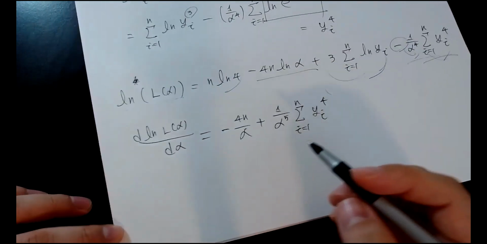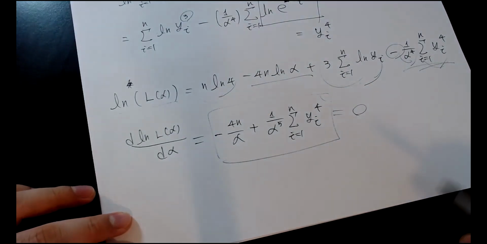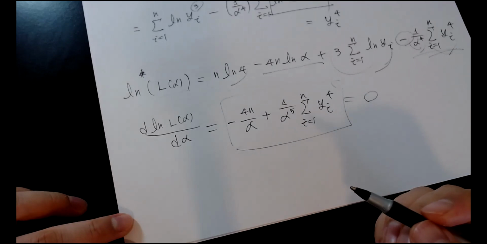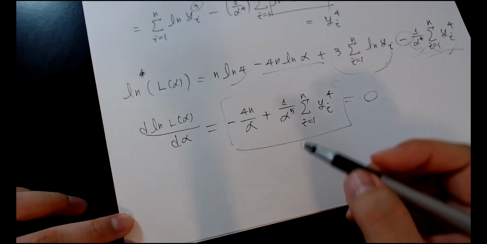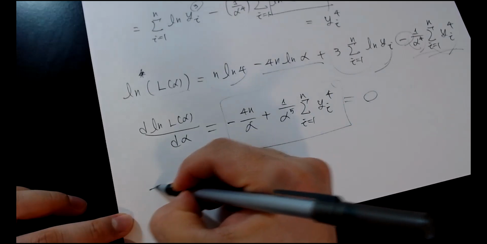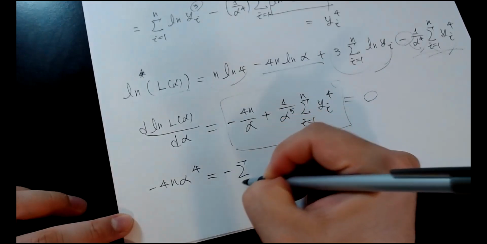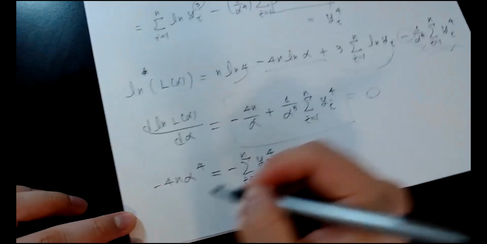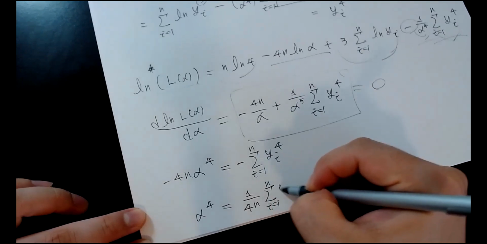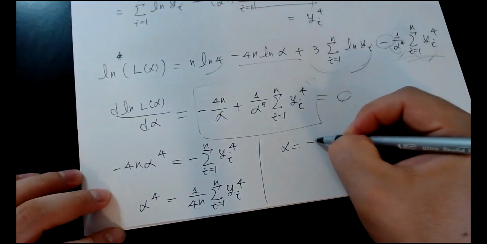So we have to solve this equal to 0, because we want to find a critical value. We need to isolate alpha, so let me multiply by alpha to the fifth power. Then we get negative 4n alpha to the fourth power equals minus the sigma, i equals 1 to n, of yi to the fourth power. It means alpha to the fourth power is 1 over 4n times the sigma, i equals 1 to n, of yi to the fourth power. So alpha is definitely plus or minus the fourth root.